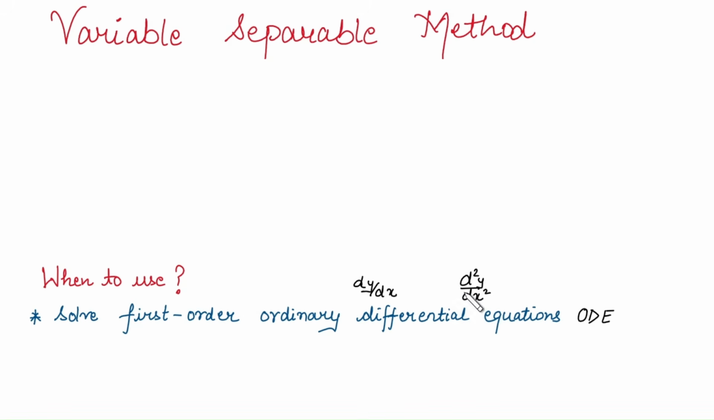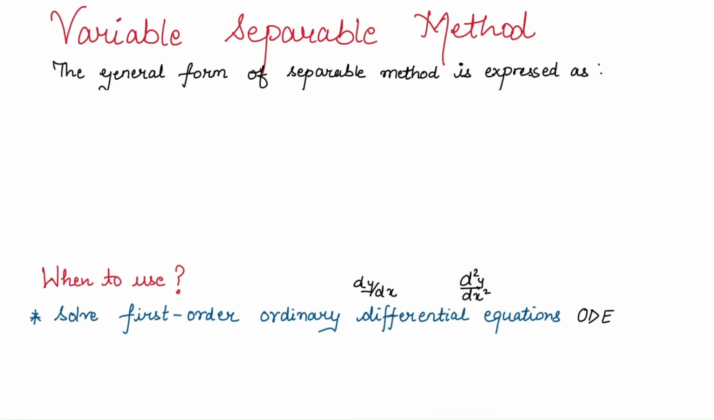Now moving towards the general form of the separable differential equation. The general form of the separable method is expressed as dy by dx is equal to f(x) g(y), or sometimes you may also see it written in another form, that is M(x) dx plus N(y) dy is equal to 0. In both the cases, the key idea is the same. A separate function of x appears and a separate function of y appears.